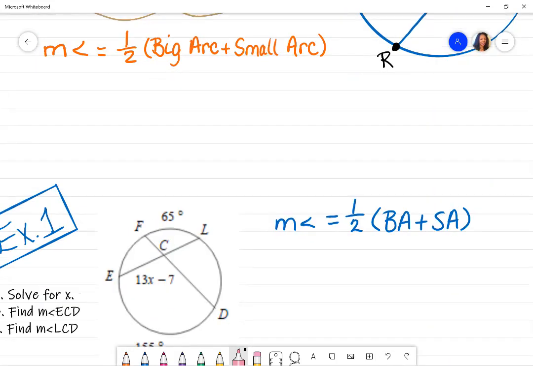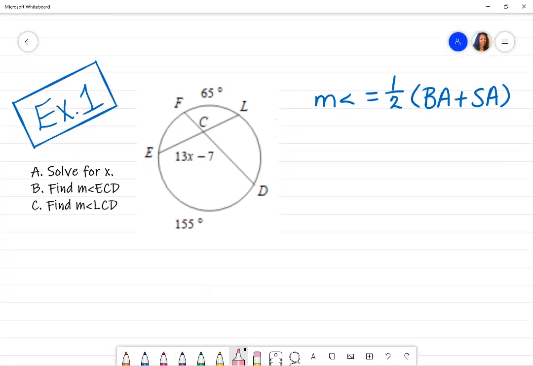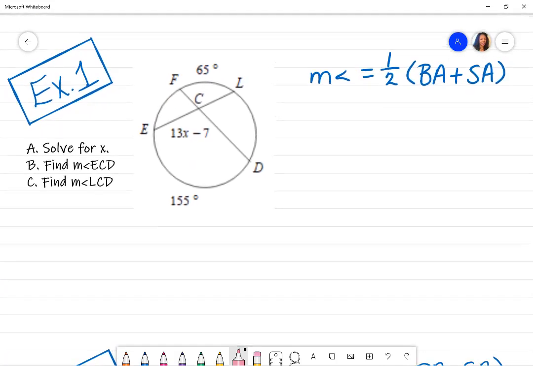So let's just dig into the examples that we have here. I'm still using this formula. The measure of the angle is equal to 1/2 of the big arc plus the small arc because I have interior angles. So I'm looking at what's given and I see an angle here, which I know is going to be attached to the vertical angle, and that's the arc, and that's the arc. So that's what I'm working with.